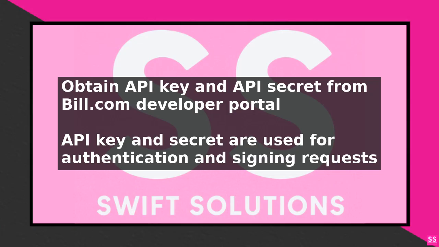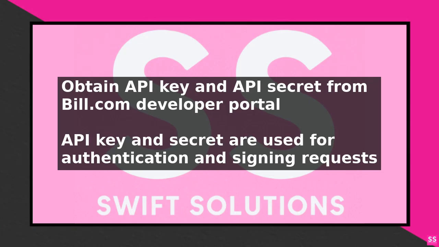To call an API endpoint, you need to construct an HTTP request with the required parameters. The request should include the API endpoint URL, the HTTP method, and any required parameters such as the API key and API secret. You can use a programming language such as Python or Java to construct and send the HTTP request.